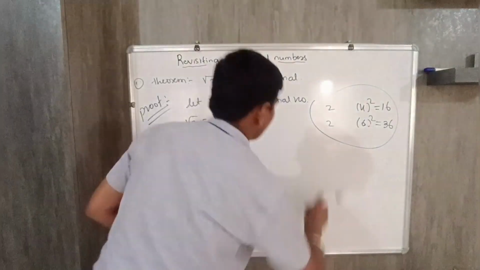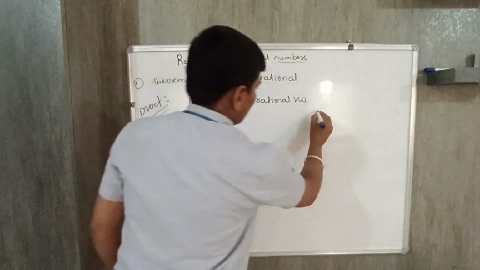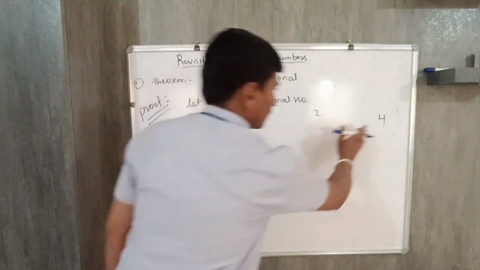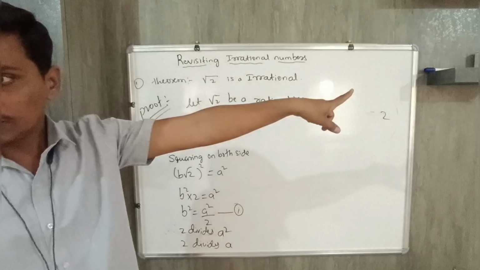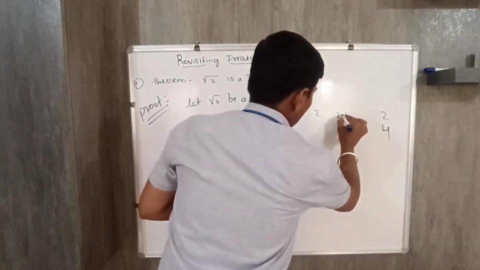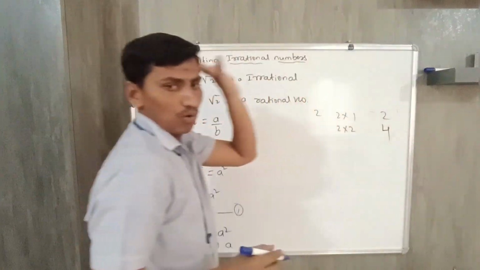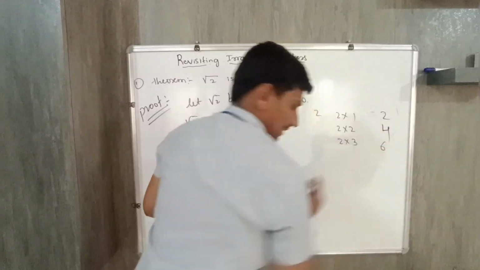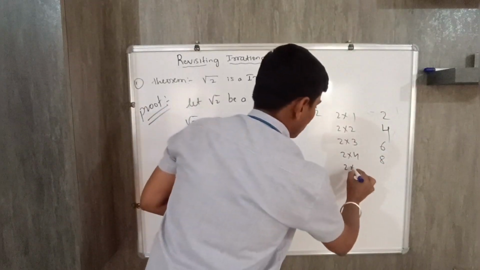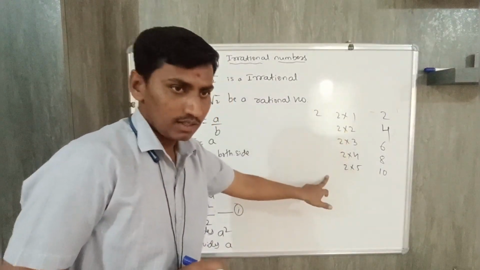See, this is equation 1. Next, 2 divides what? 2 divides 4. 2 divides 2 or not? 2 ones are 2, and 2 twos are 4. 2 into 1 is 2, 2 into 2 is 4, 2 into 3 is 6, 2 into 4 is 8, 2 into 5 is 10. See, here 2 is common.